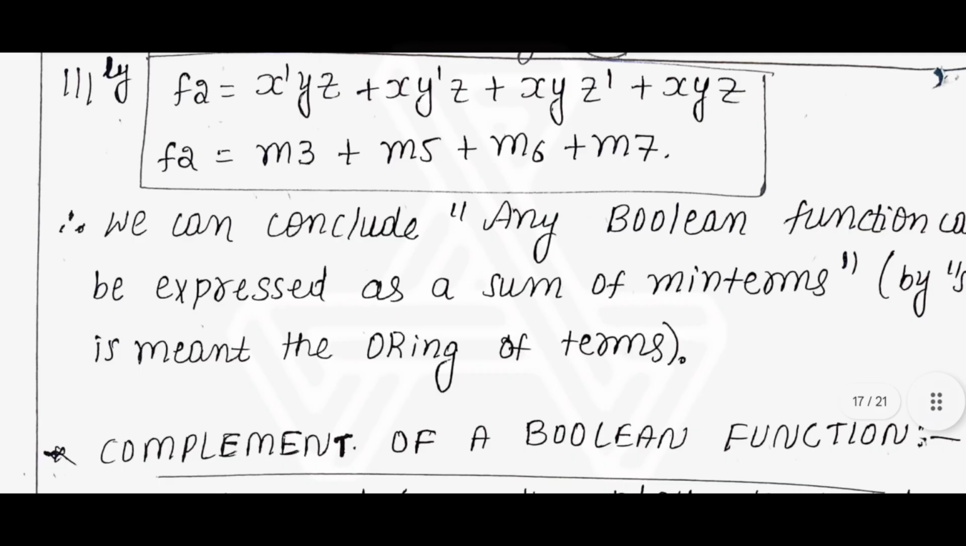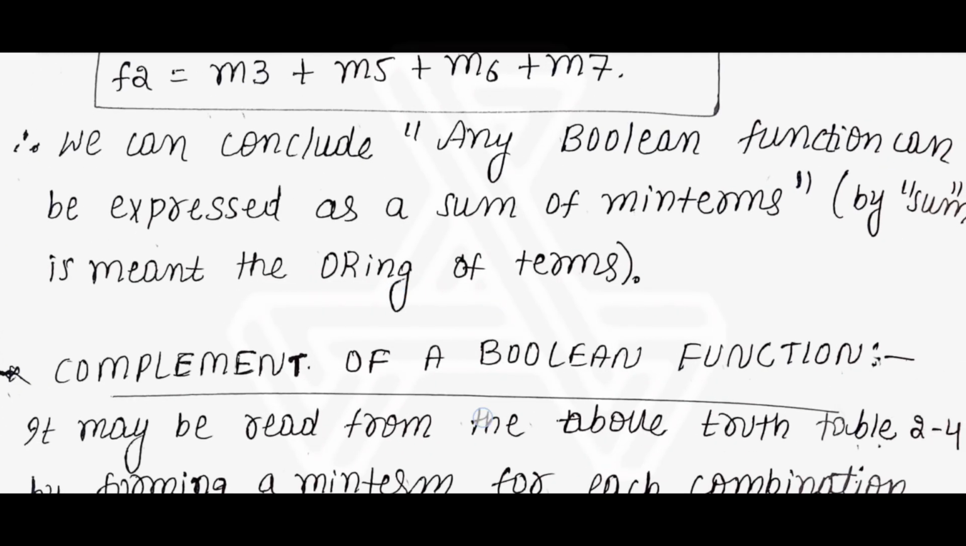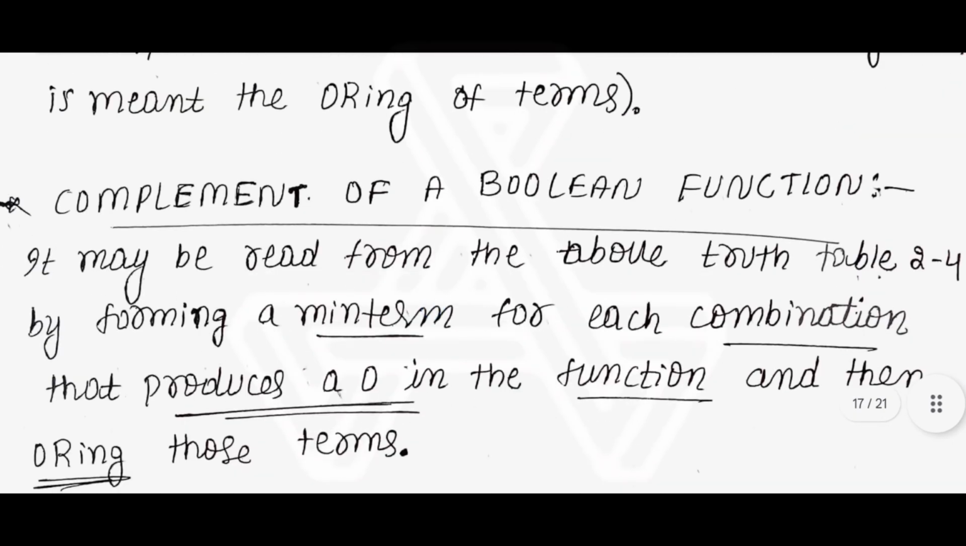Then here it gives the same different values. By these tables, we consider it as m3, m5, m6, m7. We can conclude any Boolean function can be expressed as a sum of min terms. That is what is meant by ORing of terms.